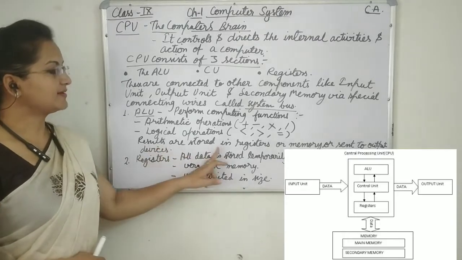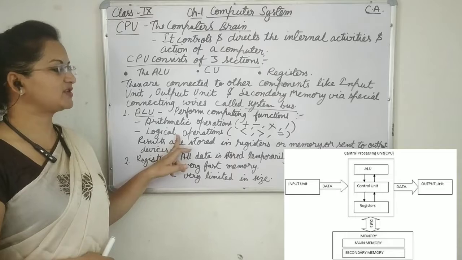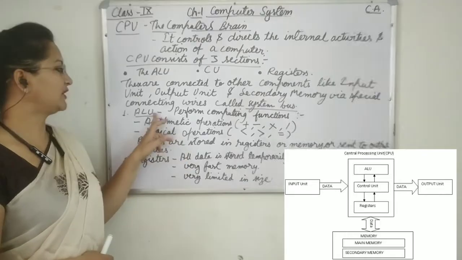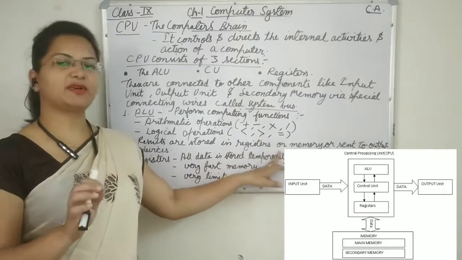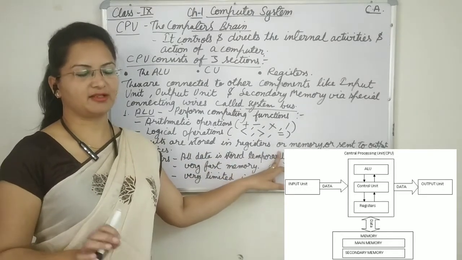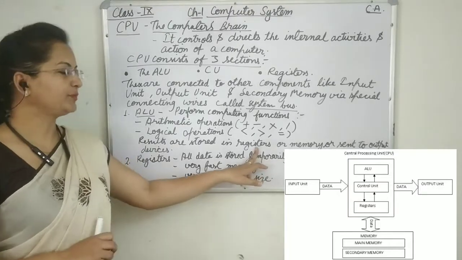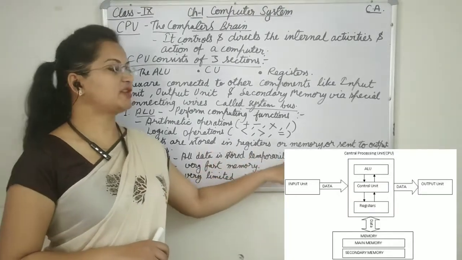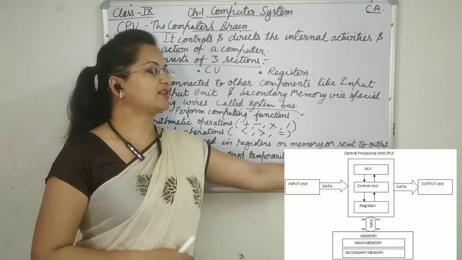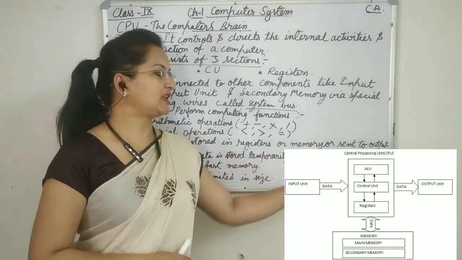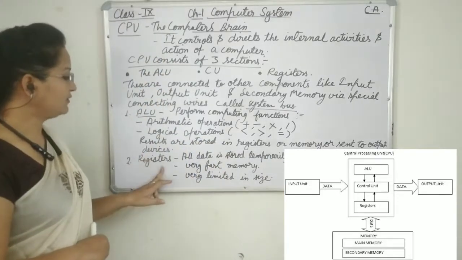Now results are stored in registers. Whatever answer we get from arithmetic operations and logical operations, that means whatever result we get from the ALU, will be stored temporarily in the registers. It is available there in the CPU only. Registers are there inside the CPU. Or those results can be stored in the memory, that means permanent memory. Or, if we don't want to save it, it can simply be shown on the output devices.